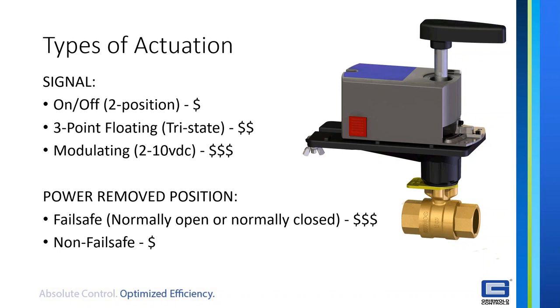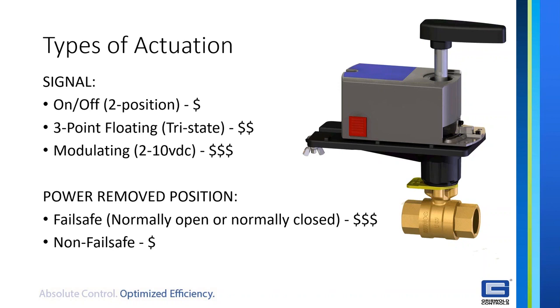The other type of signal is a modulating actuator. This one, the actuator has a signal that tells the valve to open or close, and you can open or close it to finite points between fully open and closed. So it's a finer control. It's a more expensive actuator, so that's why it has the $3 sign.